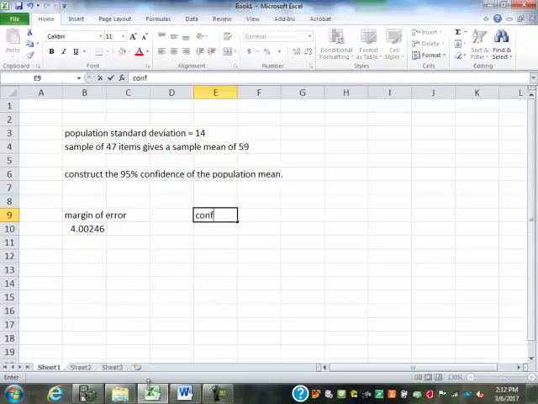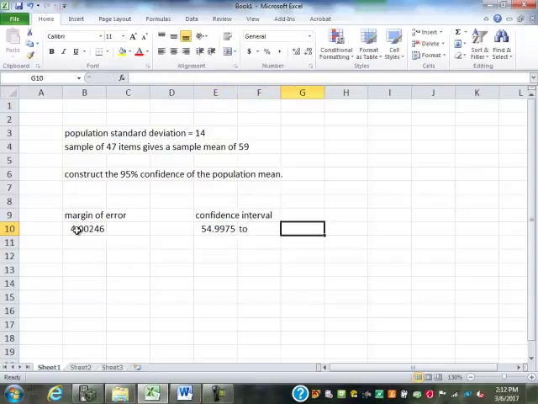So to create our confidence interval, we're simply going to take our point estimate of the sample mean, the 59, minus that margin of error, to that point estimate of 59 plus that margin of error. So we get about 55 to 63. It's 54.9975 to 63.0025. That is our confidence interval right there.